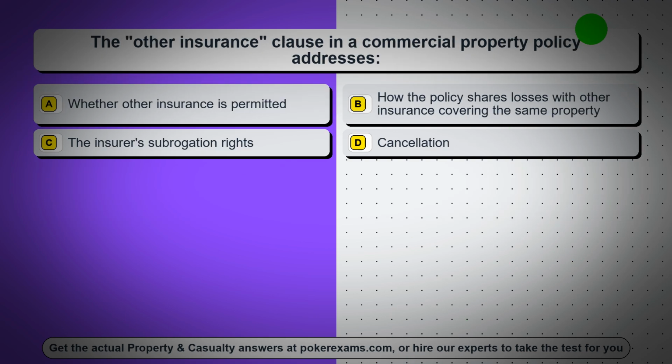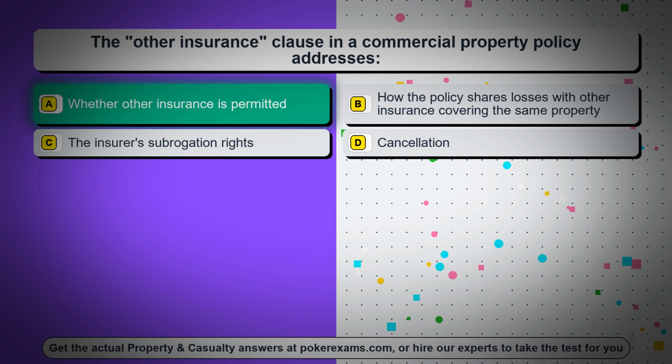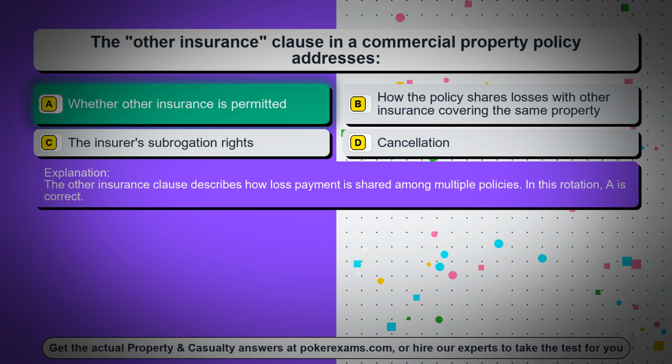Question 94. The other insurance clause in a commercial property policy addresses: Option A, whether other insurance is permitted. Option B, how the policy shares losses with other insurance covering the same property. Option C, the insurer's subrogation rights. Option D, cancellation. The correct answer is option A, whether other insurance is permitted. The other insurance clause describes how loss payment is shared among multiple policies. In this rotation, A is correct.